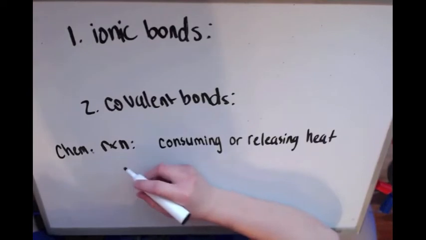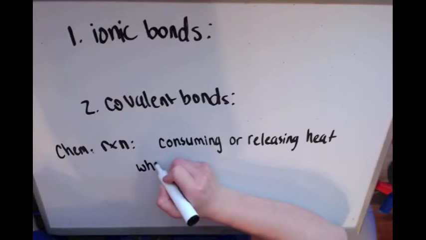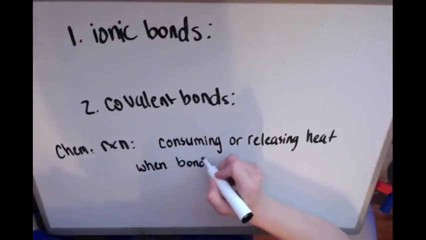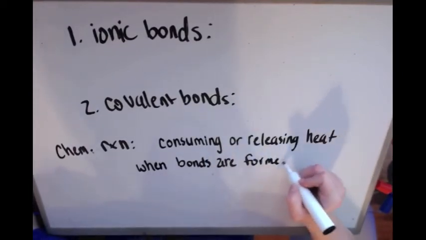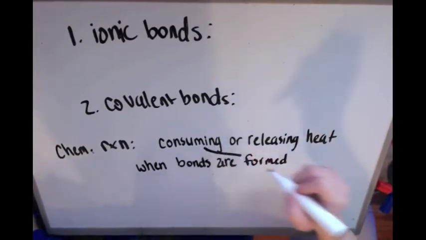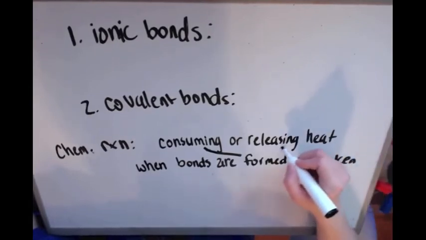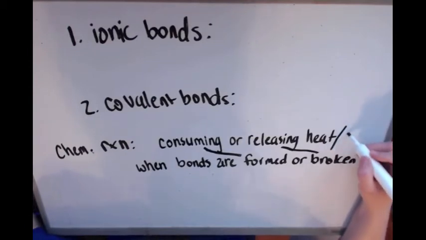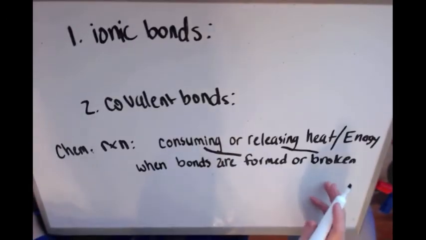So in that context, a chemical reaction is when bonds are formed, and consuming goes with formed, or broken, and that's releasing. And also heat is a form of thermal energy, so I can put a slash and put energy. Okay? So this is the main point, when bonds are formed or broken.